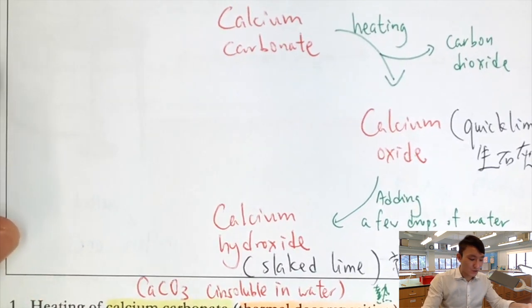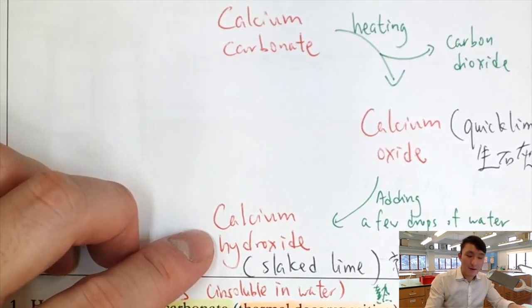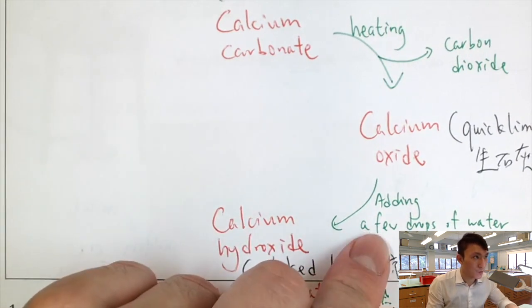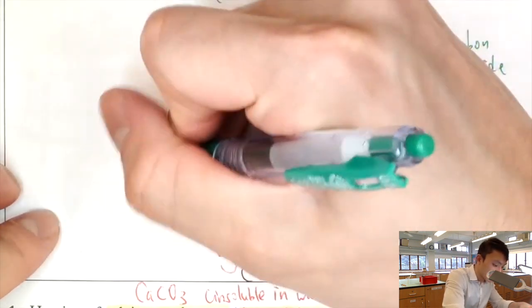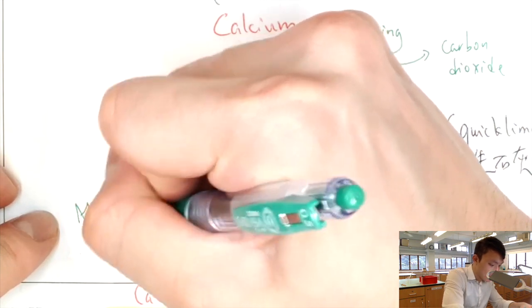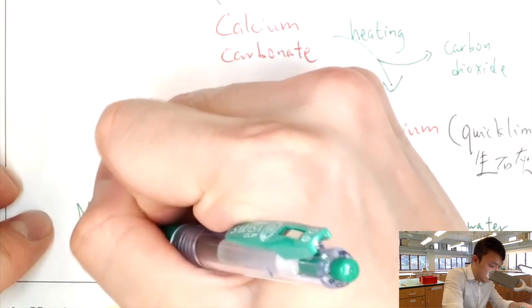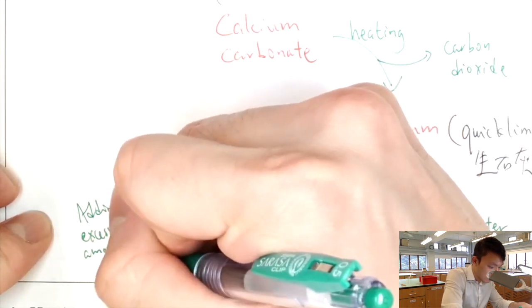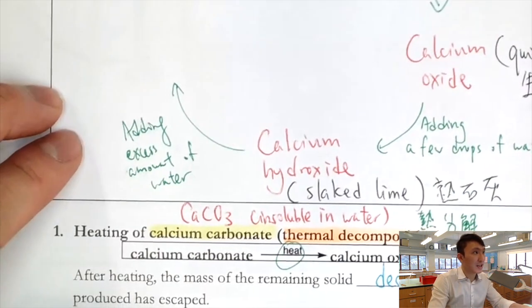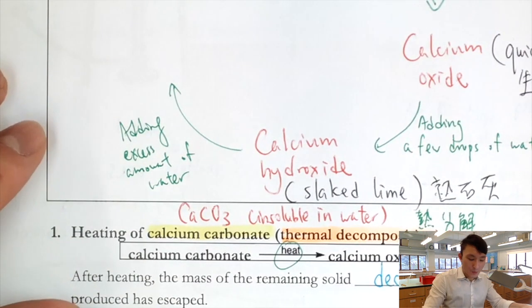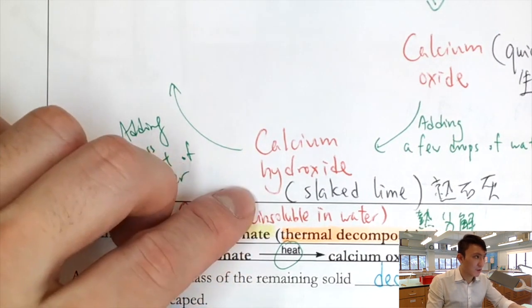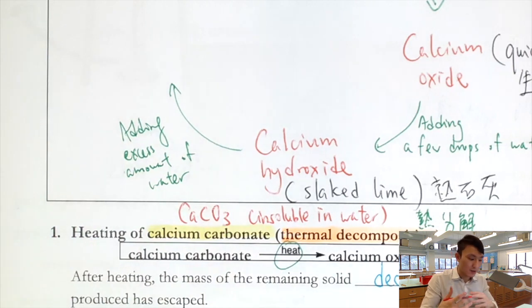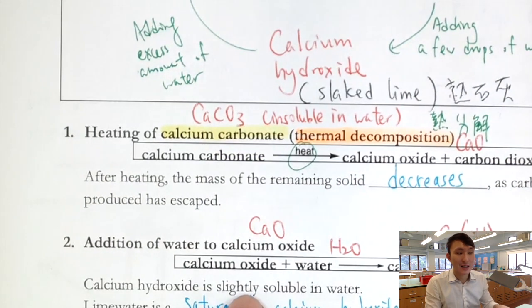Now, calcium hydroxide, we can actually add more water. Here we added a few drops of water, but now I want to add an excess amount of water. So when we add more water, the calcium hydroxide will dissolve in the water to form a solution. Like I said, calcium hydroxide is only slightly soluble in water.